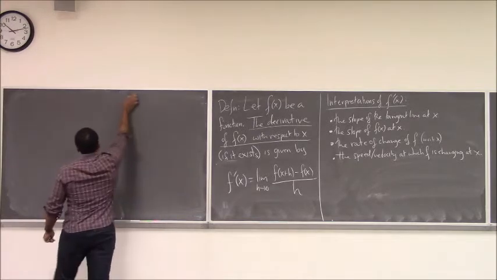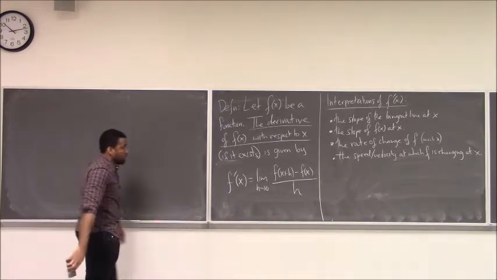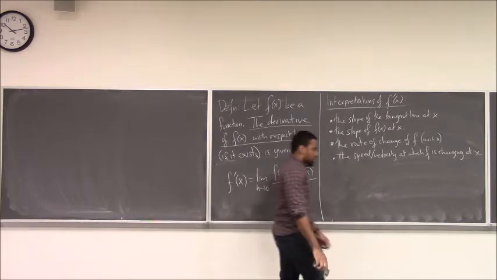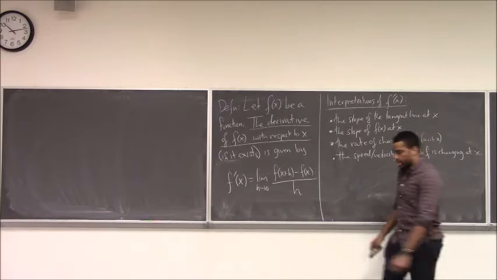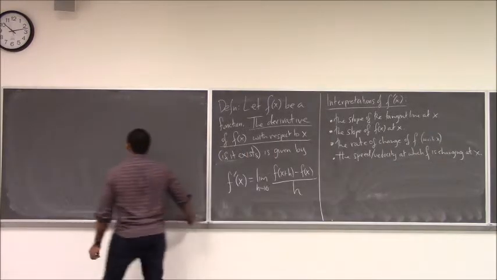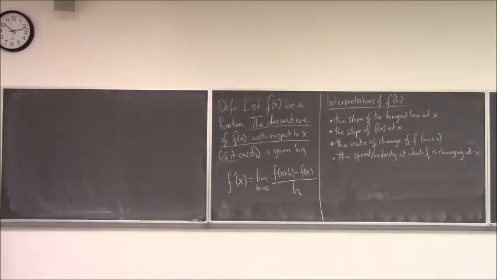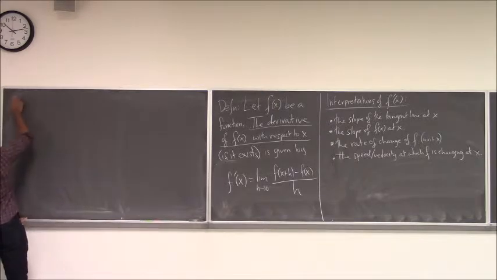So derivative is just a synonym for slope, in particular slope of the tangent line. Tangent lines are useful because they approximate functions at a point, and the slope of the tangent line is considered equal to the slope of the function at that point. Let's do some examples.